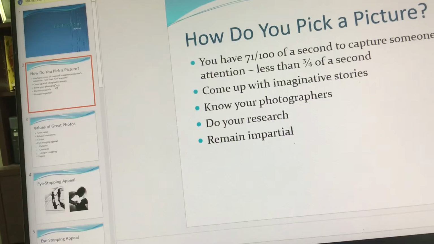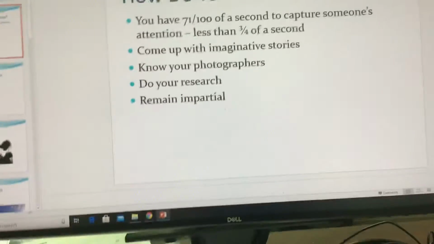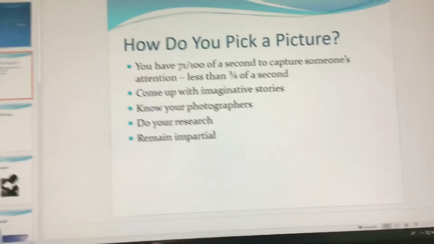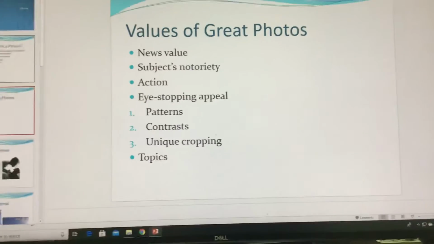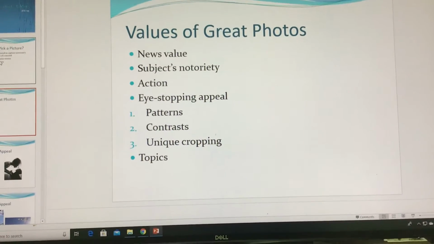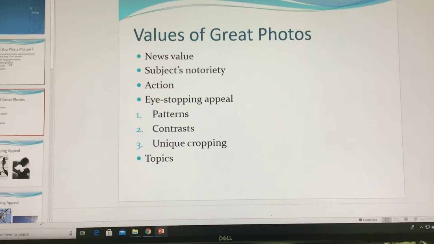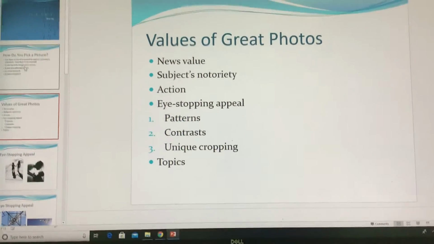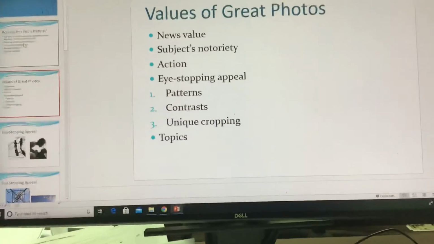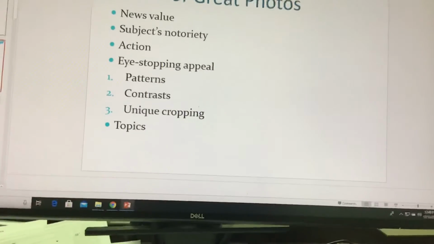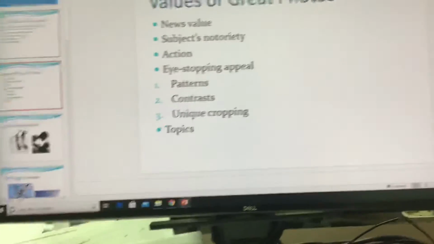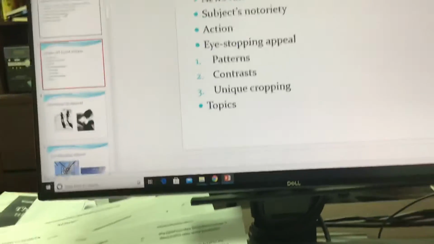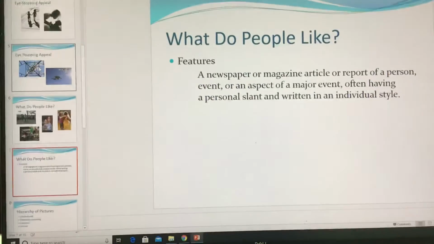Okay, so how long do you have to capture someone's attention with a photo? Less than 3/4 of a second. Values of great photos. Some of the values to look for: news value, the notoriety or celebrity of a subject, how famous they are, action, eye-stopping appeal, which can be further broken down into patterns, contrast, and unique cropping, and then topics. What kind of photos do people like? People like photos of animals and children. What kind of stories do people like? People like feature stories.